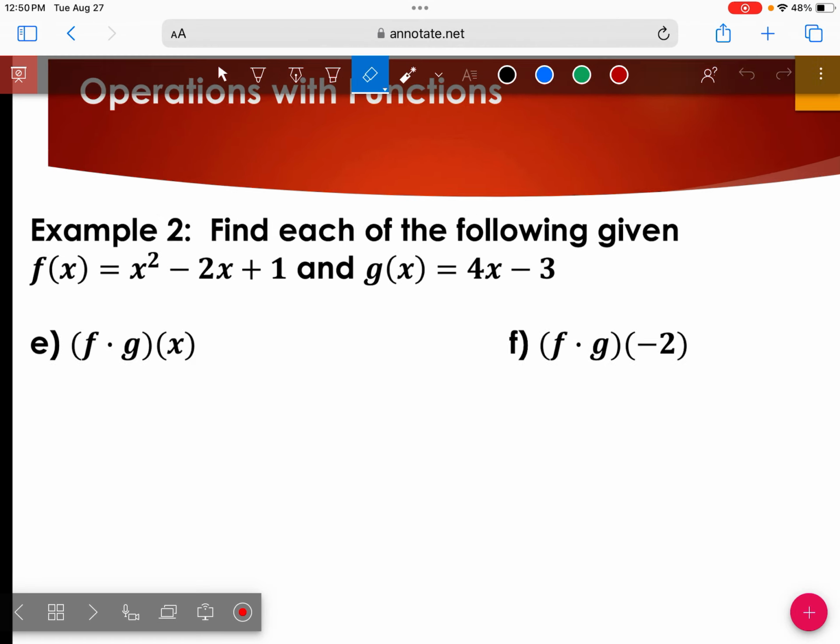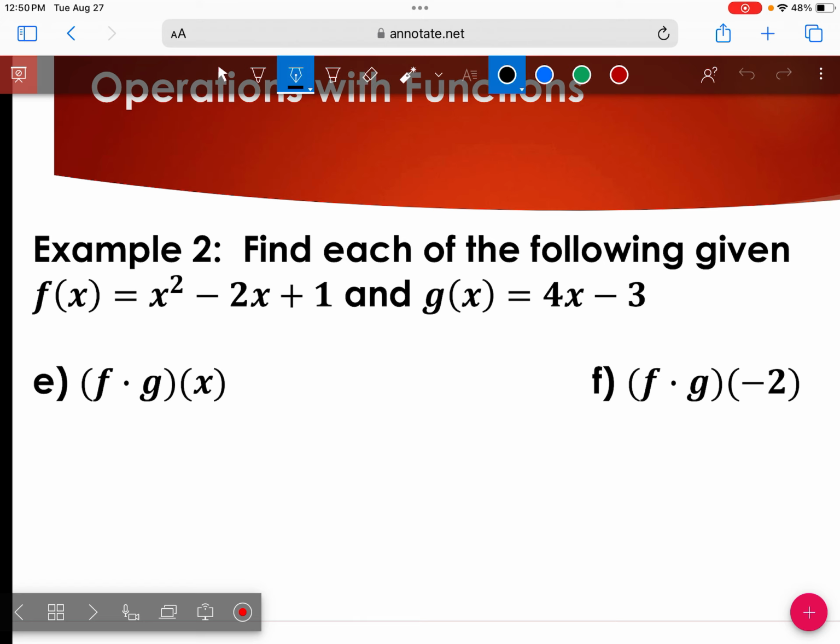Okay, so for part E, we have to multiply. So we are multiplying f of x. This is f of x, and we're going to multiply that by g of x. So notice that f of x is what we call a trinomial because there's 3 terms.